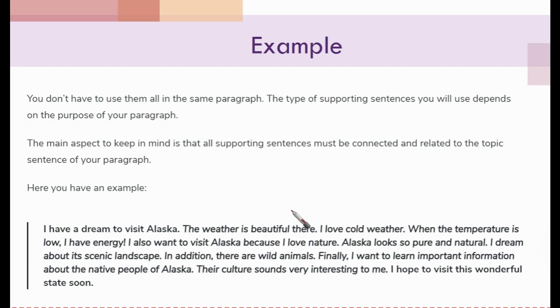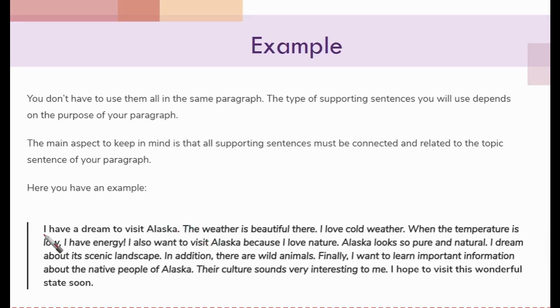Okay, can you figure out what the topic sentence is and what the supporting sentences are? Please pause the video. I'll give you a few minutes, and you can read once again by yourself and then check the supporting sentences. Okay, let's check the answer together.